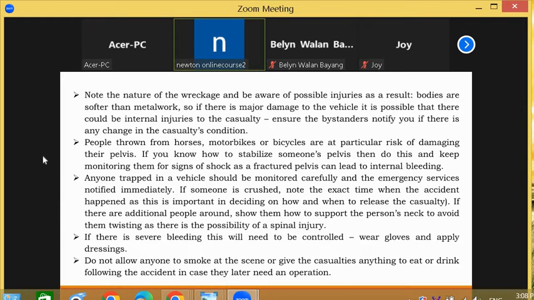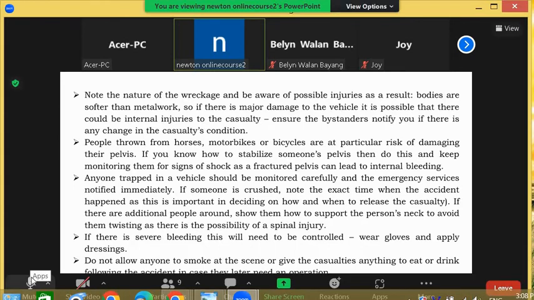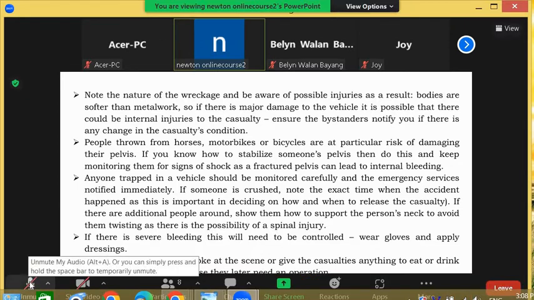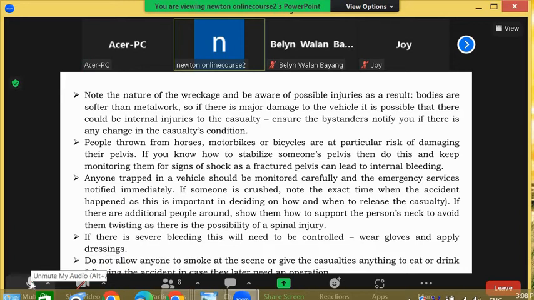The next one, anyone trapped in a vehicle should be monitored carefully and the emergency services notified immediately. If someone is crushed, the exact time when the accident happened is important in deciding how and when to release the casualty. If there are additional people around, show them how to support the person's neck and avoid twisting, as there is a possibility of a spinal injury.